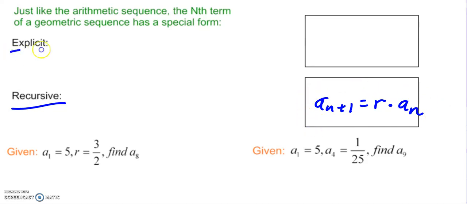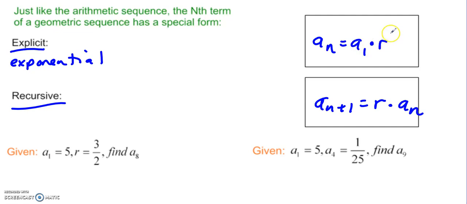I wish I had a cool proof to show the explicit. What I do know about the explicit, though, is that it's going to be exponential. So here is your general explicit formula for any geometric sequence. a sub n equals a sub 1. So far it's the same as the arithmetic, that we have the first term, but this time because it's exponential and we're using more multiplication, it'll be a sub 1 times the common ratio to the n minus 1 power.